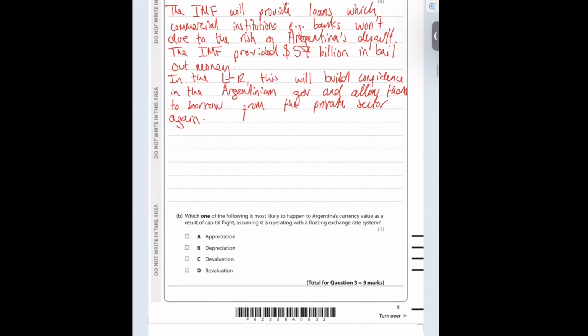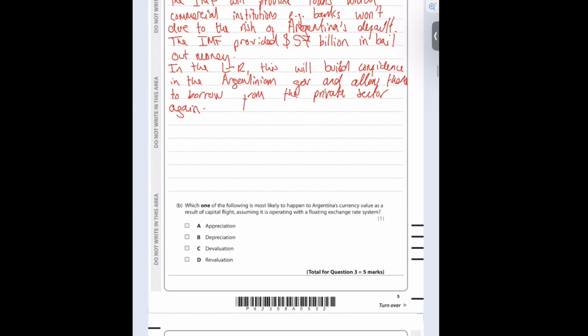Okay, which one of the following is most likely to happen to Argentina's currency value as a result of capital flight, assuming it is operating with a floating exchange rate system? Okay, so this bit here is crucial. Floating exchange rate system. It means that the exchange rate is determined by market forces, basically by people who speculate on the currency.